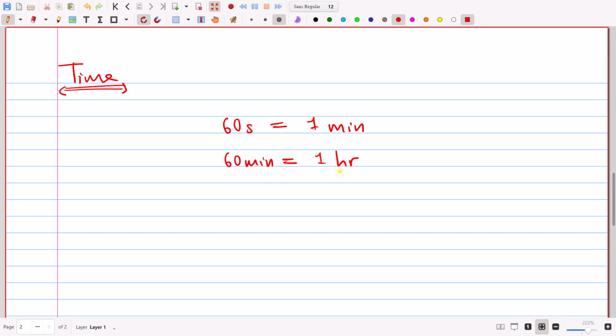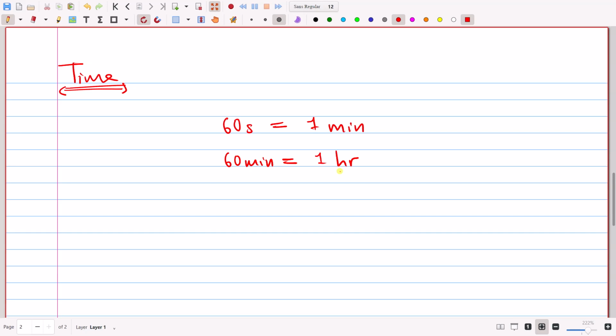Then now let's move on to time. So what about time now? When it comes to time, this is what we have. One thing that you have to know is that for time, 60 seconds is actually equal to a minute. And then 60 minutes is actually equal to the hour, like that. So these are the relationships that we have.